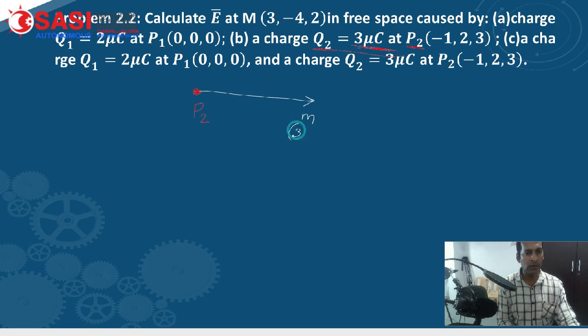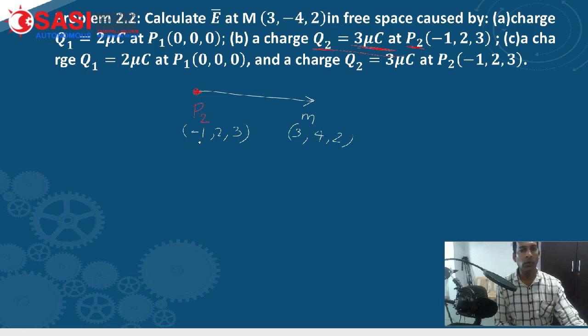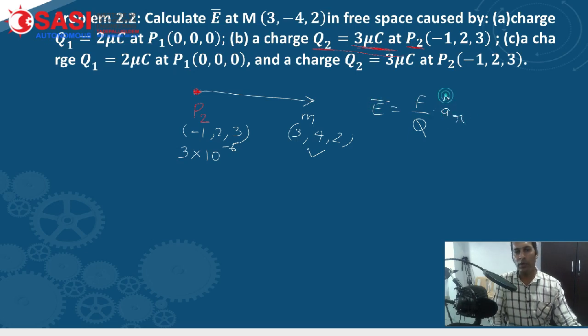What is the location of M? It is 3, -4, 2. This is the destination. What are the source points? The source point P2 is at -1, 2, 3, and the charge on P2, that is Q2, is 3 microcoulomb, so 3 into 10 to the power -6. M is at this location. So we have to apply the same formula: E is equal to force per charge, and for a vector we add the direction component AR cap. So let us put it into the formula.